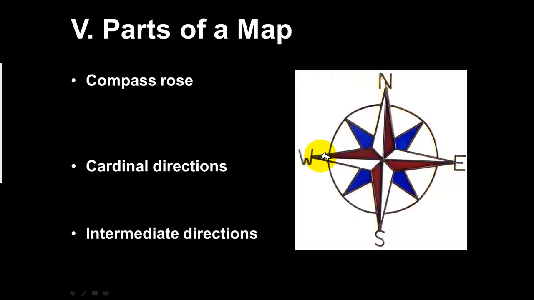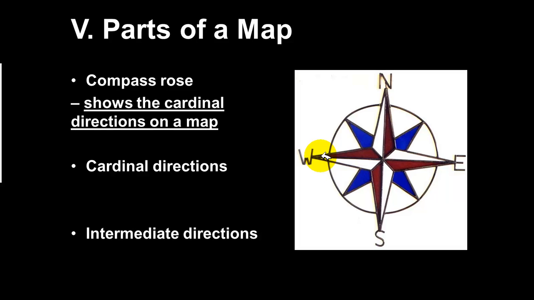And what a compass rose does, once again, is show the cardinal directions on a map. And the cardinal directions are the primary directions that you learn in school, right? The first ones are north, south, east, and west.